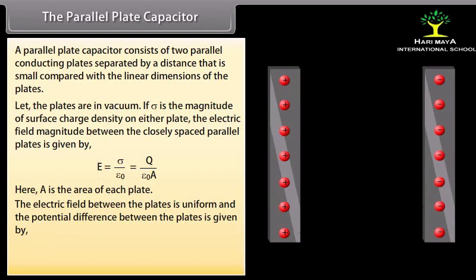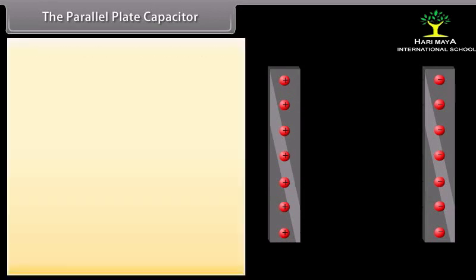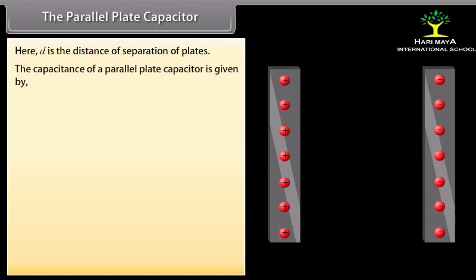The electric field between the plates is uniform and the potential difference between the plates is given by Ed, which is equal to Qd upon epsilon naught A. Here, d is the distance of separation of plates. The capacitance of a parallel plate capacitor is equal to Q upon V, which is equal to epsilon naught A upon d.